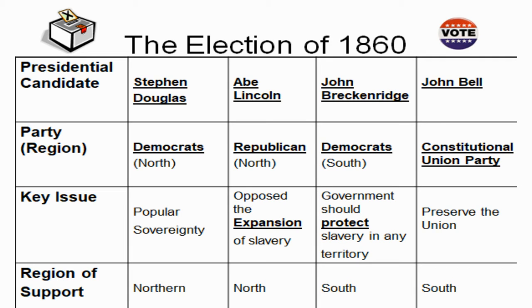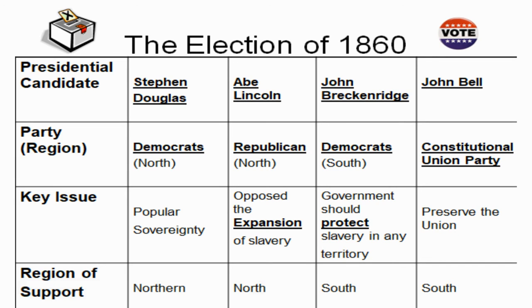Abraham Lincoln, also from the North, he's running for the Republicans, and he opposed the expansion of slavery. Some people have the misconception that he wanted to end slavery altogether when he was running for president, and that's not the case. In fact, he said several times during his campaign that he just did not want it to expand out west. He wasn't looking to get rid of it in the South, but he didn't want it to expand out west. So Abraham Lincoln trying to stop the spread of slavery.